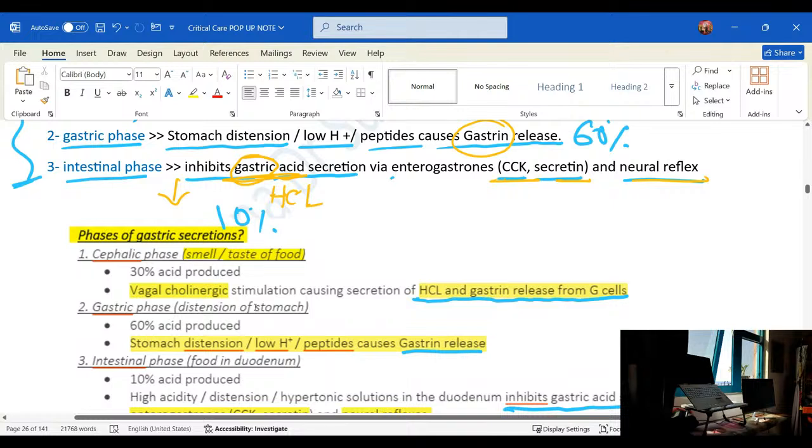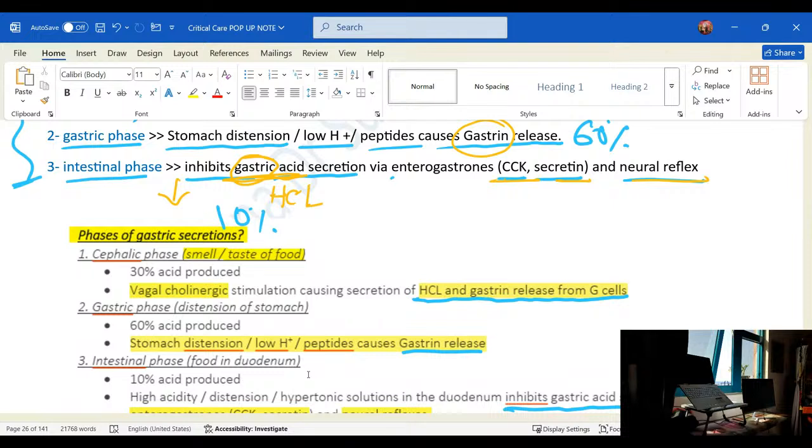In the gastric phase, when food is in the stomach, 60% of acid is produced. The stomach is distended, pH is low, and peptides cause gastrin release. So in the first phase, ACh and gastrin are both released due to vagal cholinergic stimulation, and in the gastric phase, stomach dilatation, low pH, hydrogen ion, and peptides cause gastrin release.